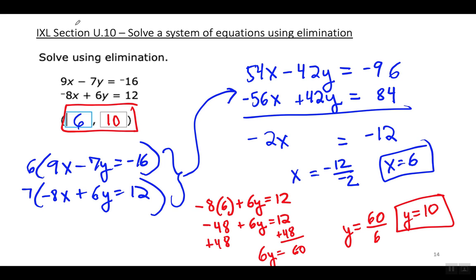The IXL is U10. Solve a system of equations using elimination. It's due by 6 a.m. the next day that you have my class. And like always, remember that you have to get up to 100 points.